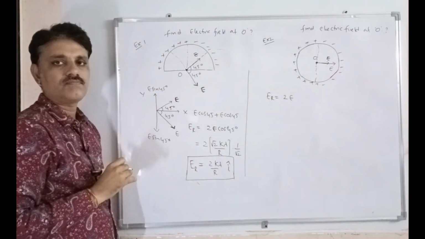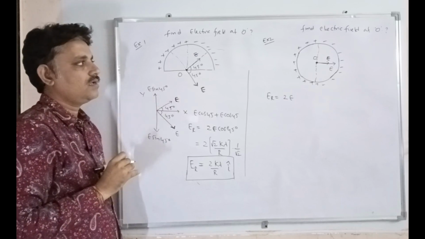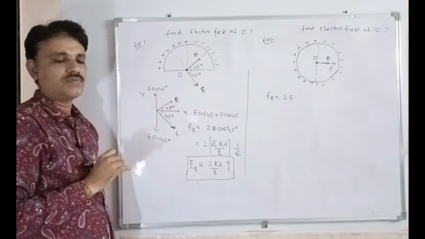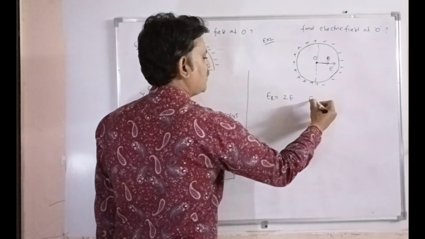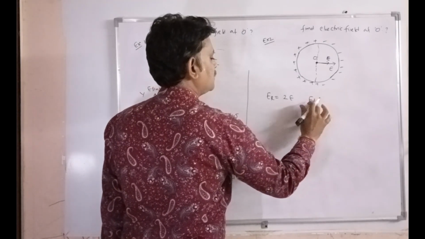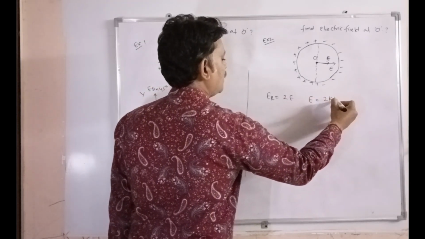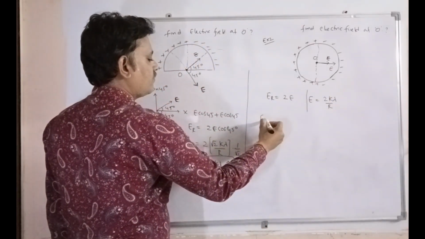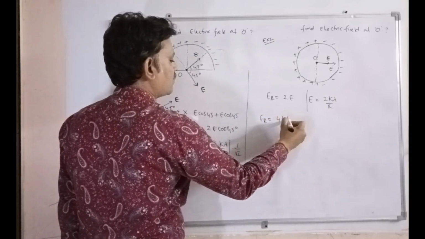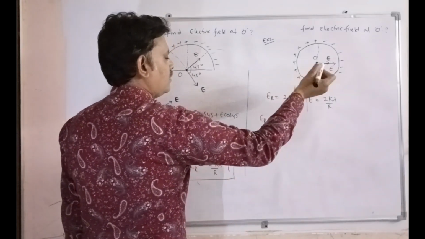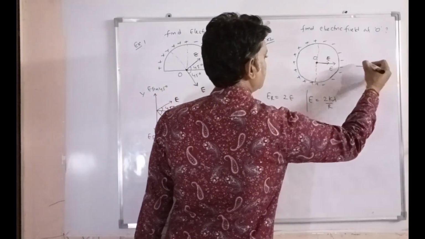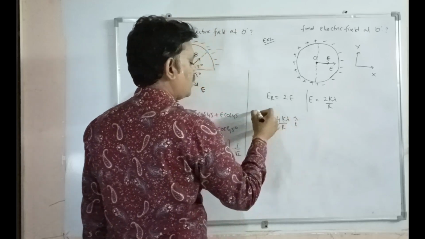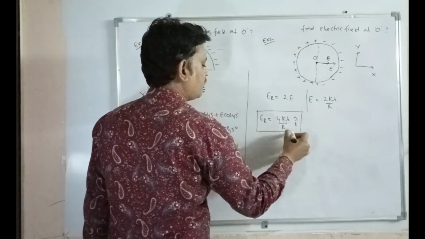2E is the resultant electric field in that case, and E is the electric field due to a semicircular charged arc. Already we calculated the electric field due to the semicircular charged arc is 2k lambda by r in case 2. So what is the resultant electric field? 2 into 2k lambda by r, that is 4k lambda by r. If this is the x direction and this is the y direction, then it is 4k lambda by r into i cap. This is the electric field.